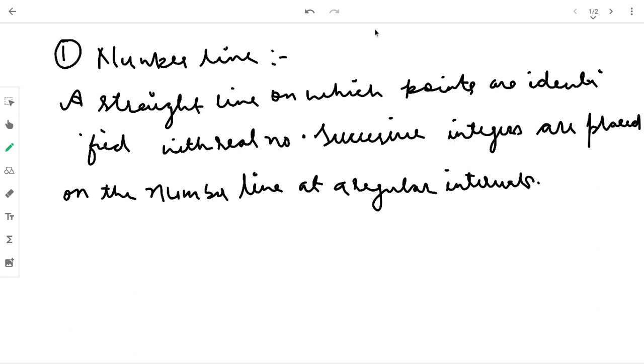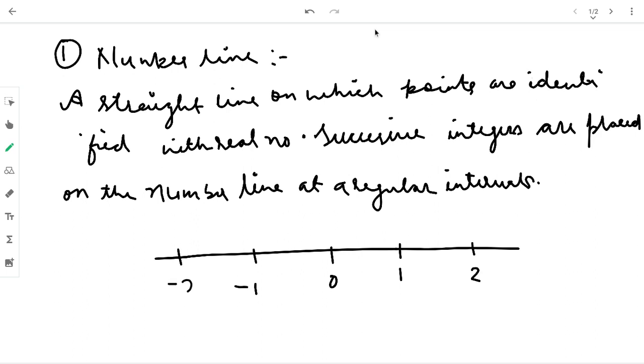It means if this is a line, this is 0, this is 1, this is 2, this is -1 and this is -2. So they are the successive integers. First is 0, next is 1, next is 2, next is 3 and next is 4. And if we go to the left hand side, then -1, -2, -3, they are all successive integers.